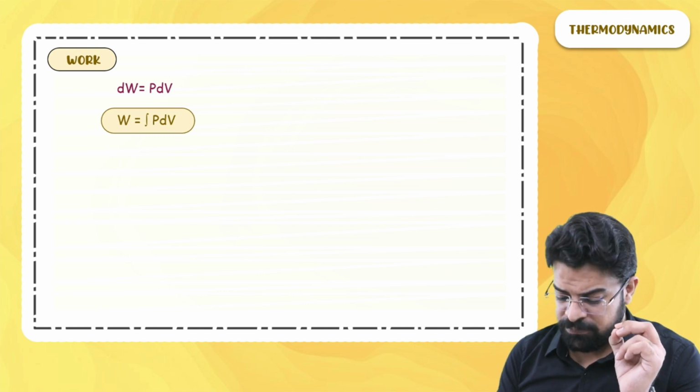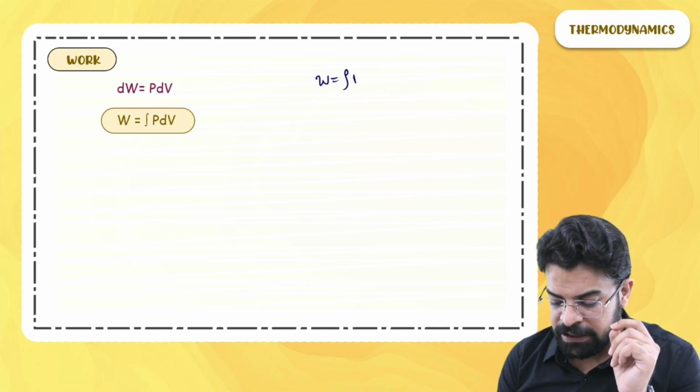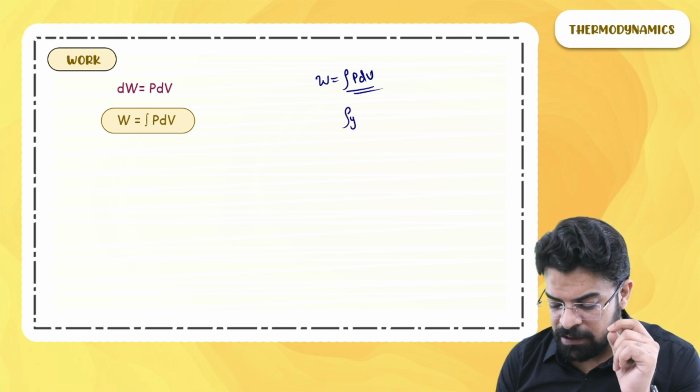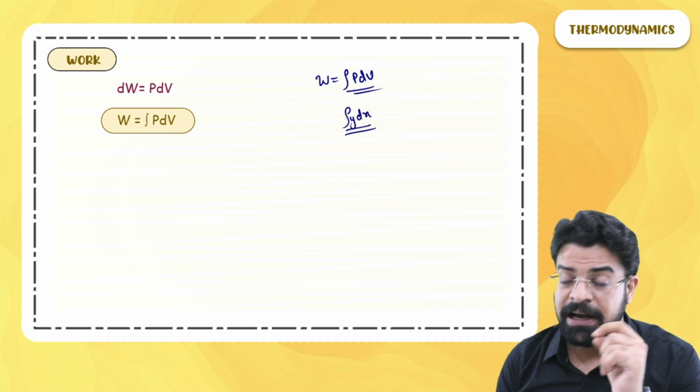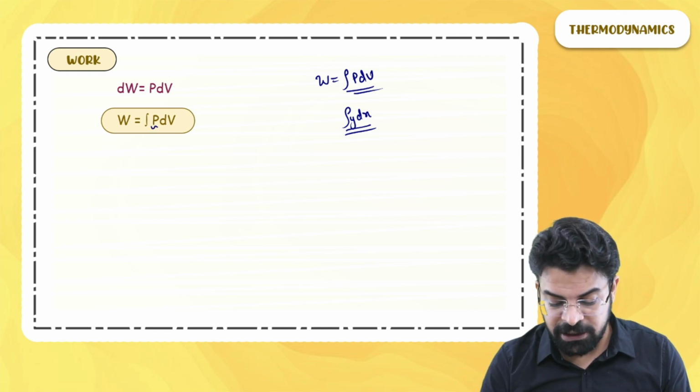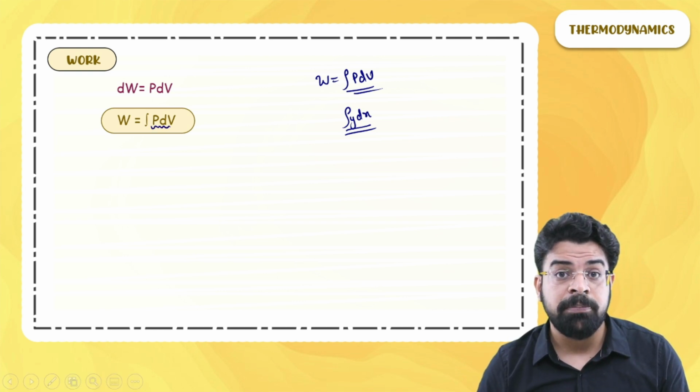As soon as we have seen that work done equals integral PdV, we can say something. What does integral y dx give you? Sir, integral y dx gives me the area under the y-x graph. So similarly, integral PdV gives you the area under the PV graph.